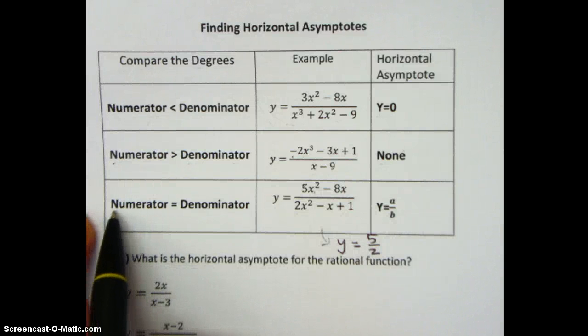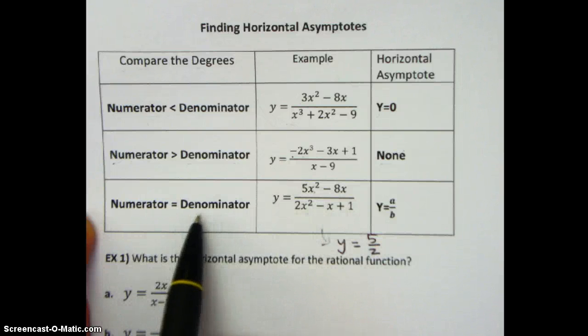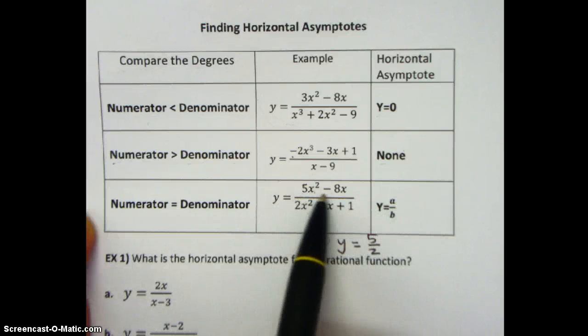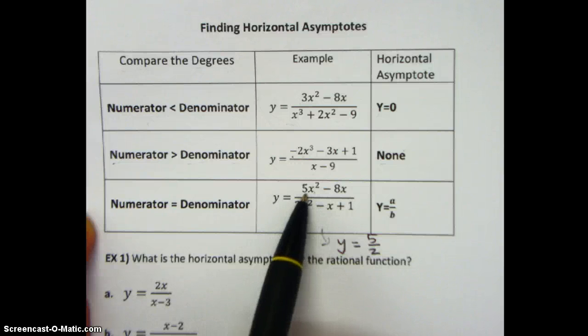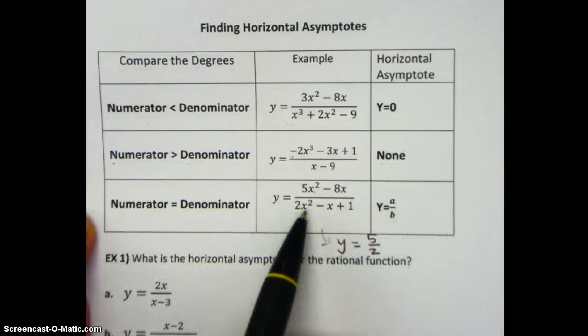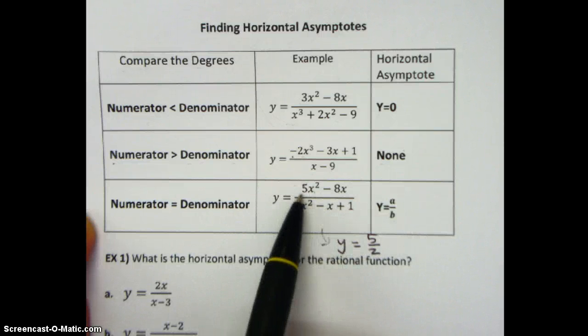The last situation is that they have the same degree. The numerator has degree of 2 in this case, and the denominator has degree of 2. So they have equal degree. Then the rule is that the horizontal asymptote is y equals a over b. The a number means the leading coefficient of the numerator, which is 5. The b number is the leading coefficient of the denominator, which is 2. So the horizontal asymptote of this graph will be y equals 5 over 2.